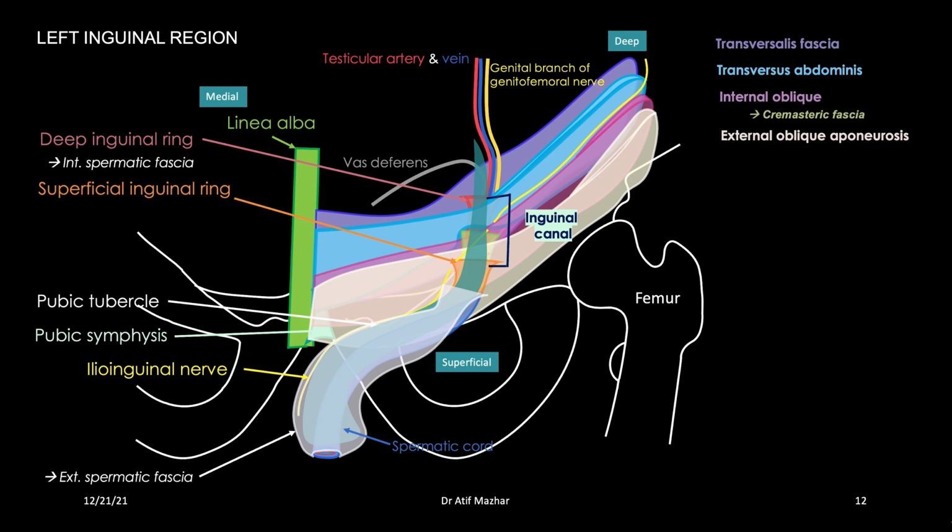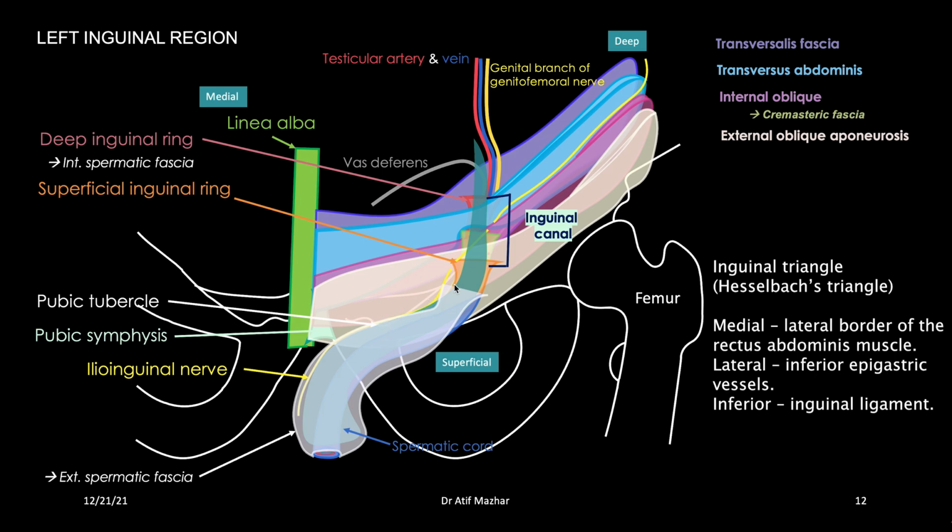Now the direct inguinal hernia. What happens? It does not follow the deep ring. It rather comes in this location. And what is this location all about? So here I have the inferior epigastric vessel. So they are making a boundary. And here I have the rectus abdominis muscle. And the base is what? The inguinal ligament. So a triangle is being formed.